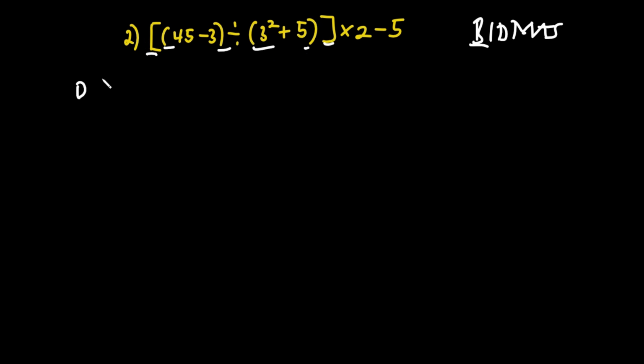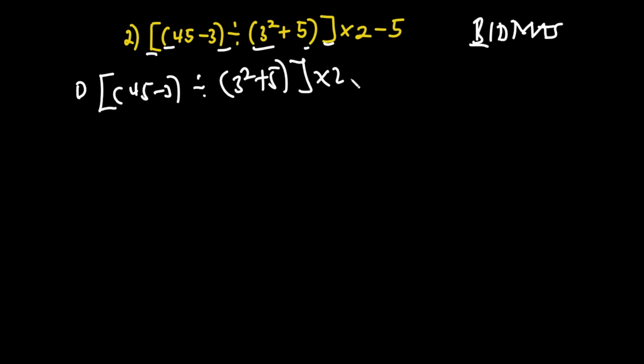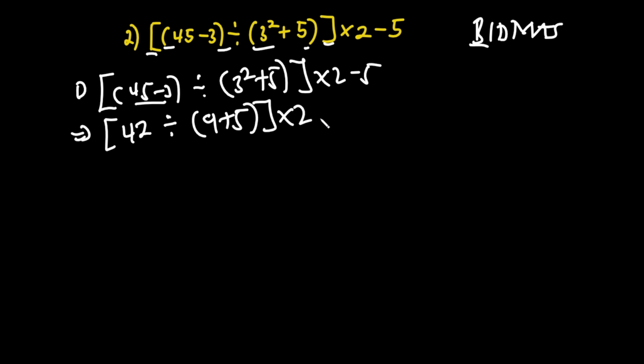So step 1, we have the big bracket and then 45 minus 3 divided by 3 squared plus 5 times 2 minus 5. Now let's consider this one first. Even though we have a bracket within a bracket, still inside this bigger bracket we must solve this one first. So over here 45 minus 3 is 42, and then we've gotten rid of these two brackets, and then here we have 3 squared is 9 plus 5, then we have times 2 minus 5.